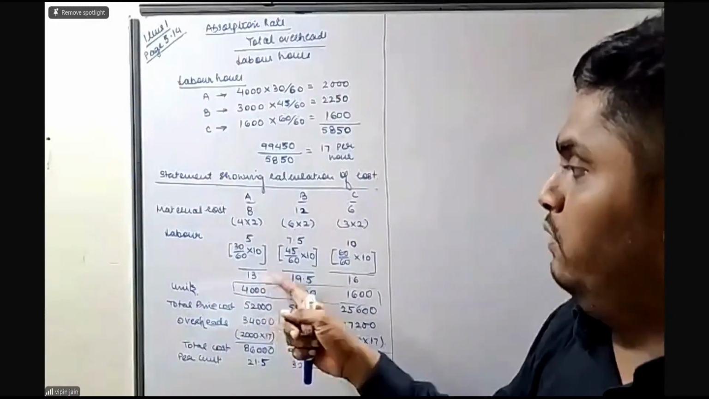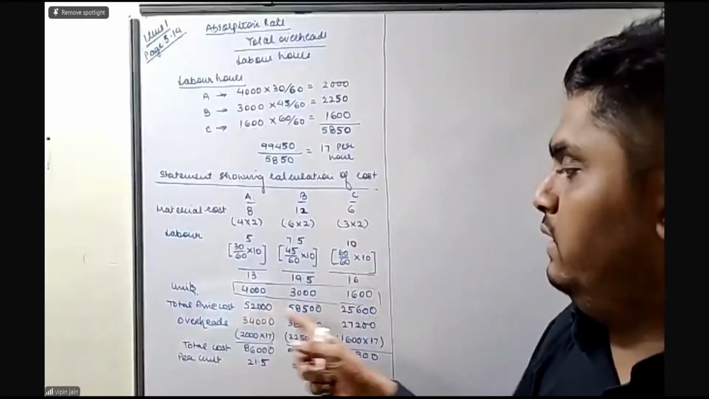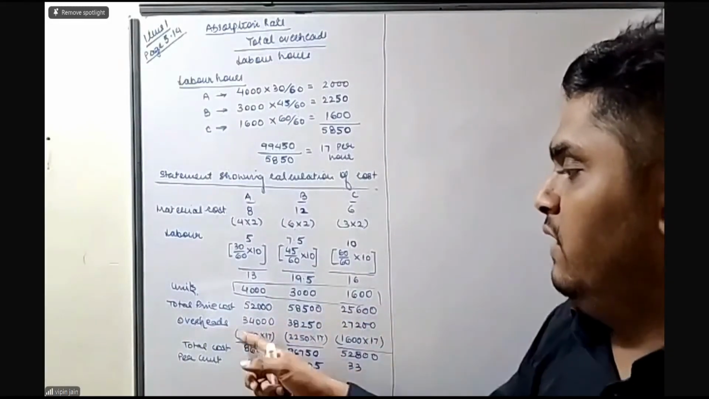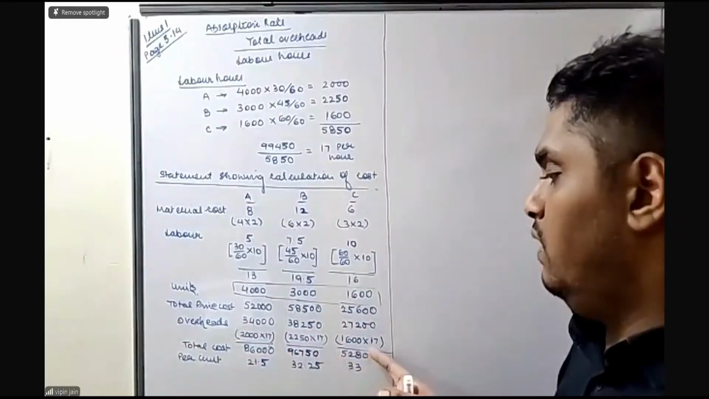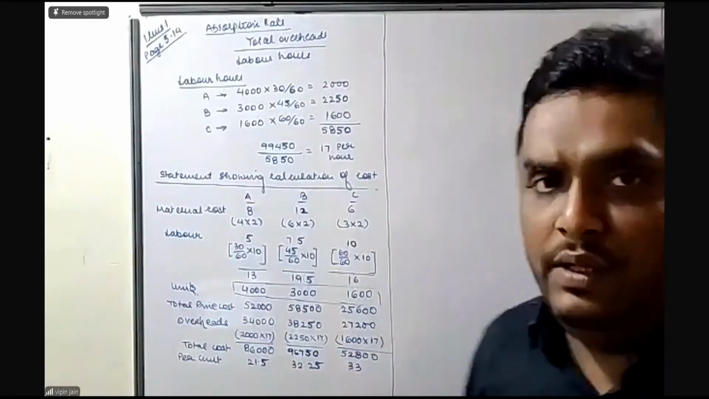Having the per unit material and labor cost, we have calculated the total cost of material and labor. We have added the overheads to get the total cost, divided by the number of units. We have got the per unit cost.